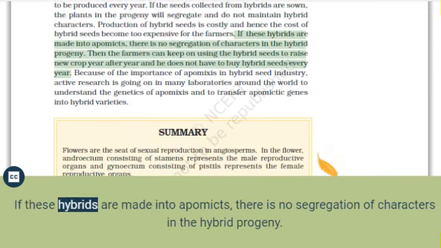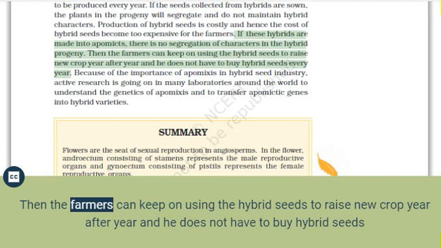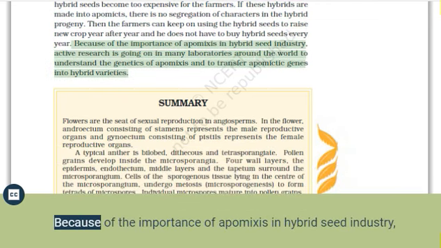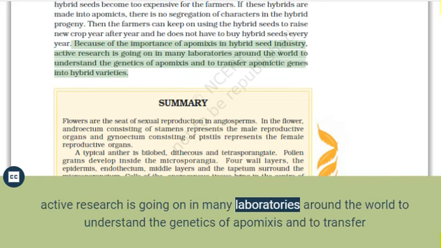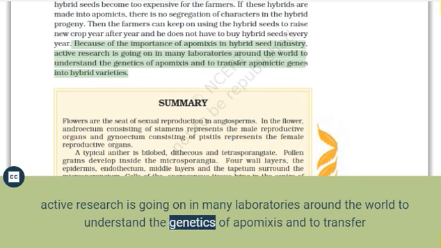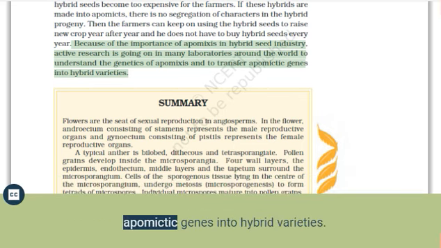If these hybrids are made into apomicts, there is no segregation of characters in the hybrid progeny. Then the farmers can keep on using the hybrid seeds to raise new crops year after year and he does not have to buy hybrid seeds every year. Because of the importance of apomixis in the hybrid seed industry, active research is going on in many laboratories around the world to understand the genetics of apomixis and to transfer apomictic genes into hybrid varieties.